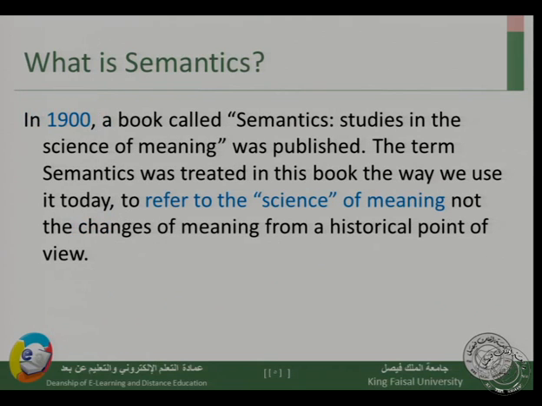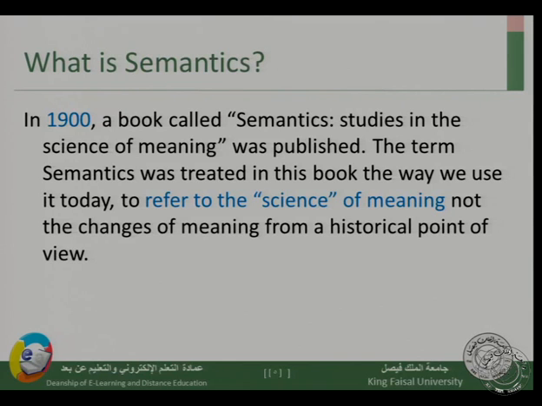In 1900, this is when the term semantics began to be used in the same way as we use it today. So in a book called Semantics, Studies in the Science of Meaning, the term has been used as we use it today, to refer to the science of meaning, and not the changes of meaning from a historical point of view, not the development of meaning by looking at the historical development. No, just the science of meaning. It's the same way that we use it today.